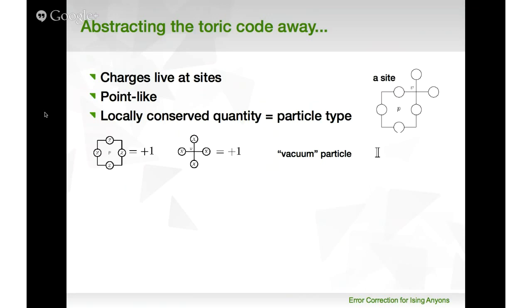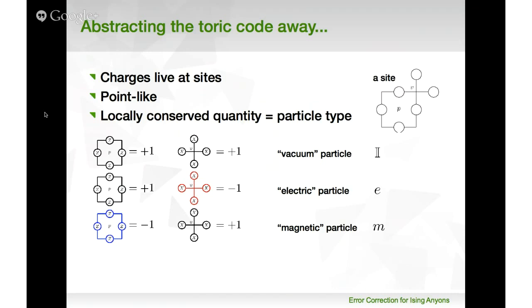So one possibility is that they're both +1. I'm going to call this a vacuum particle. Another possibility is that just the vertex term is flipped, the sign of that one is flipped. I'm going to call that an electric particle. The naming convention has to do with the fact that this is a representation of a particular gauge theory, and doesn't actually interest us for this talk, but this is the terminology. Similarly, if the plaquette operator has its sign flipped, then we call it a magnetic particle. And if both of them have their sign flipped, then we call it a dyonic particle.